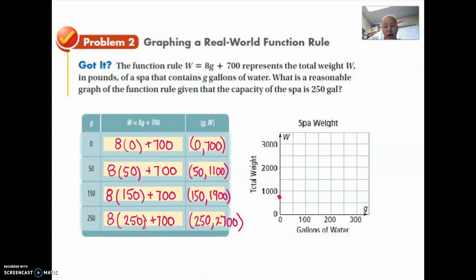So we already did the first one, so then we go to 50 and about where 1100 would be located. Again, we're just kind of having to estimate a little bit. Then 150 and to 1900, and 250, 2,700. So maybe about right there. And of course, that would be our stopping point because the spa can only hold up to 250 gallons. So we would stop, in this case, our graph at that location. Okay.